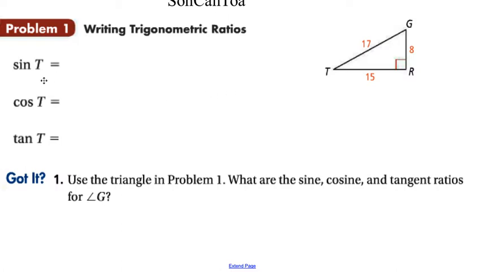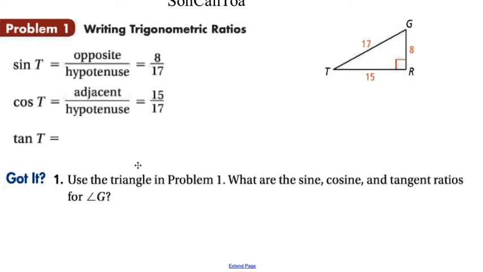So first off, if I want to find the sine of angle T right here, if I'm at angle T, remember the sine is opposite over hypotenuse, so that's going to be 8 over 17, and there are no units, it's just that ratio. Cosine then, remember, is adjacent over hypotenuse, so that one will be 15 over 17. And tangent is opposite over adjacent, which is 8 over 15.